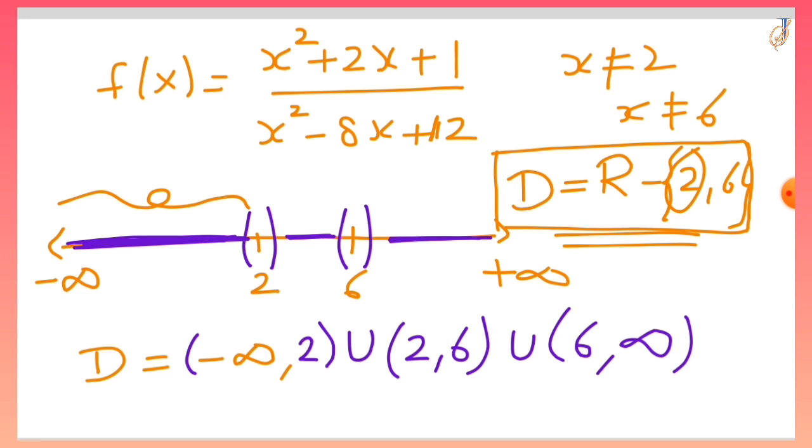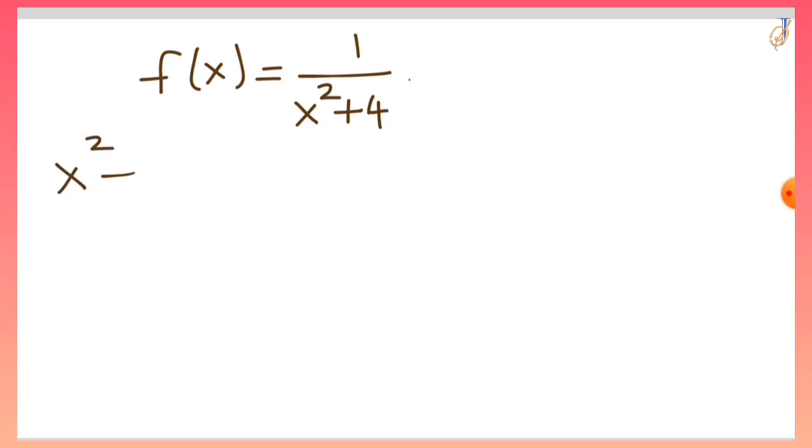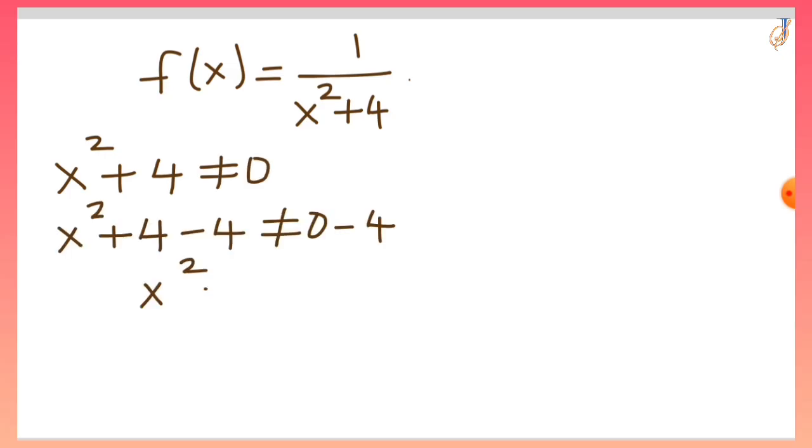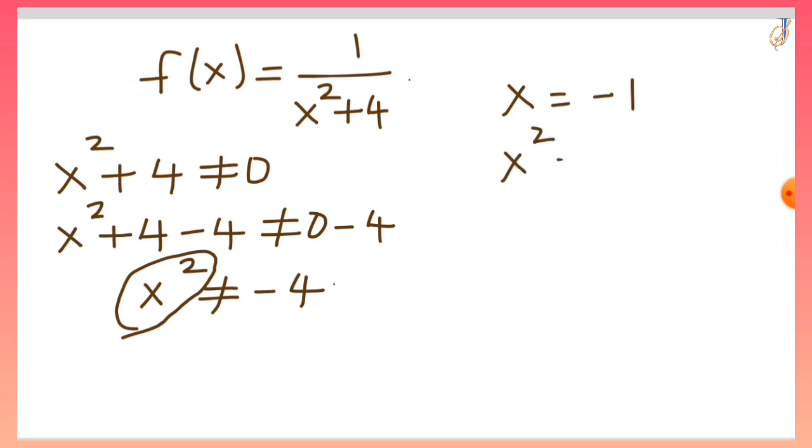Let's see one more example of a rational function. Suppose we have a function f of x equal to 1 over x raised to the power of 2 plus 4. Whenever you have a rational function, you have to set the denominator not equal to 0, isn't it? So x power 2 plus 4 is not equal to 0. Since x power 2 cannot be negative, isn't it? Because if you take x as minus 1 and square it, it is going to be plus 1 only. If you take x as plus 1, then x power 2 is going to be plus 1 only. So it cannot be negative.